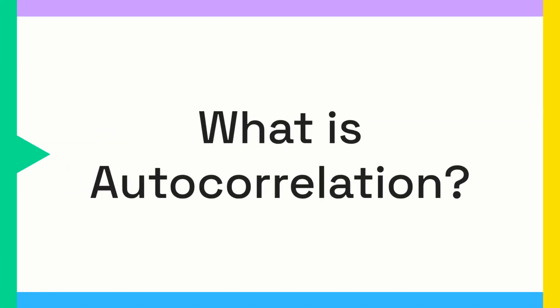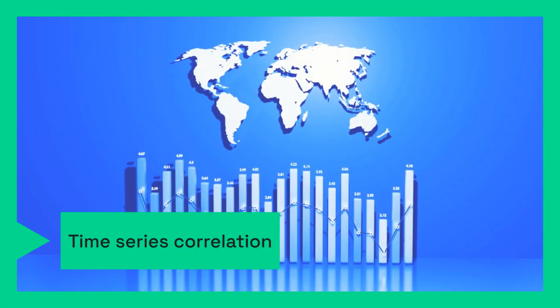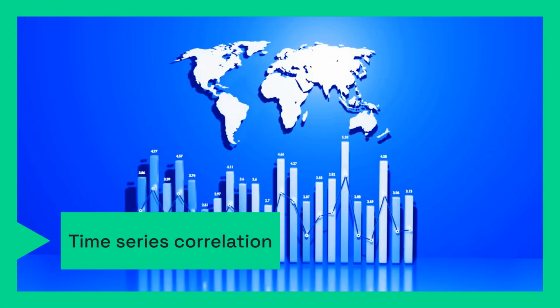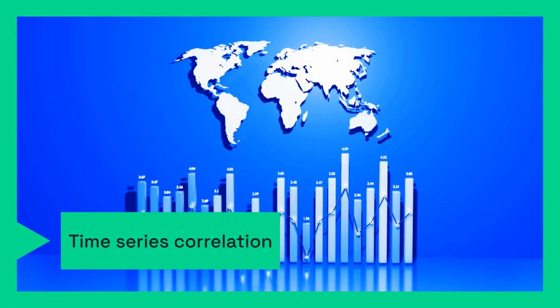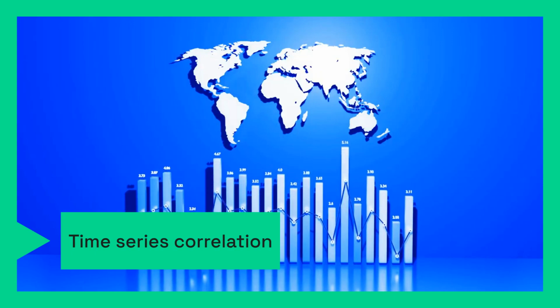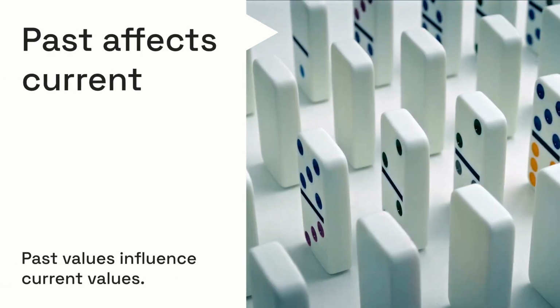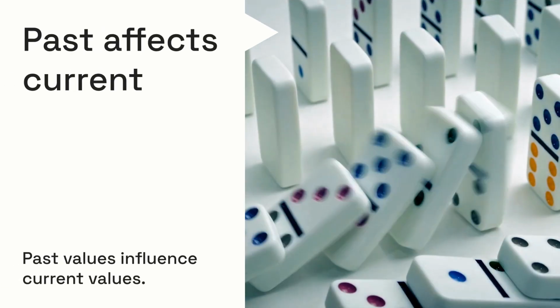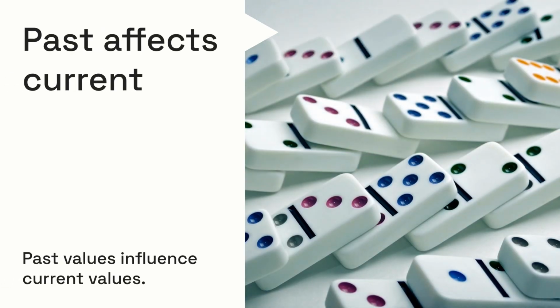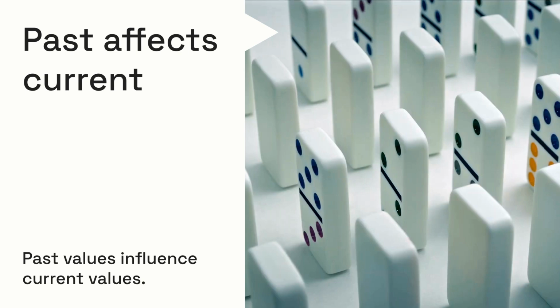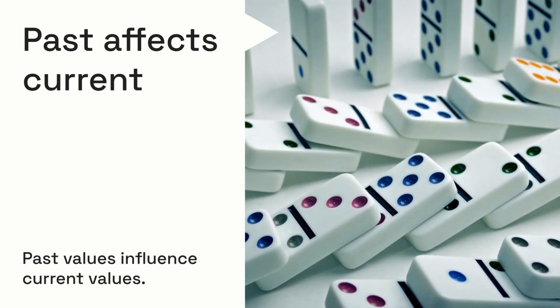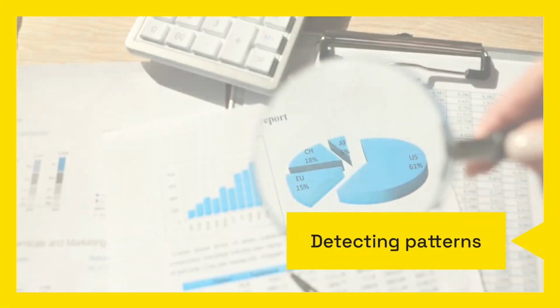Let's start with the fundamental question. What exactly is autocorrelation? Autocorrelation measures the correlation between a time series and its lagged values. Think of it as how much a data point is related to previous data points in the same series. If a variable is autocorrelated, it means that its past values actually affect its current values. This relationship is crucial for understanding the dynamics of your data.